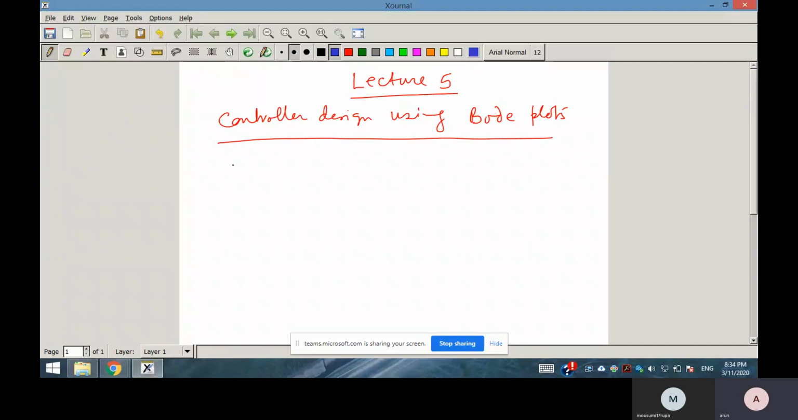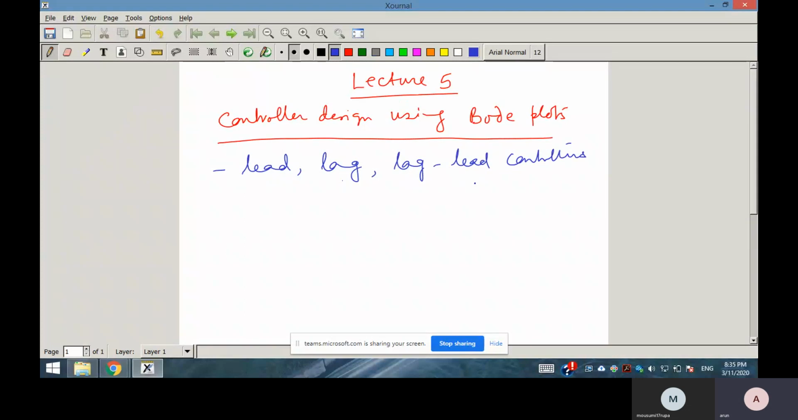So we will be discussing lead, lag and lag-lead controller design. First we will be discussing lead, of course. So simple low order controllers, we will consider first order lag, first order lead, and both first order lag and lead. So that's why it is a second order controller. These are the classical controllers that are normally used by practicing engineers.